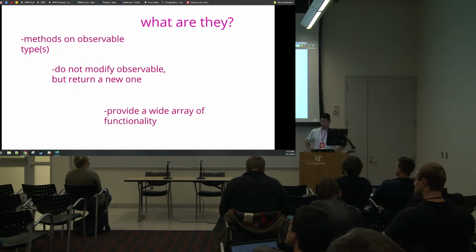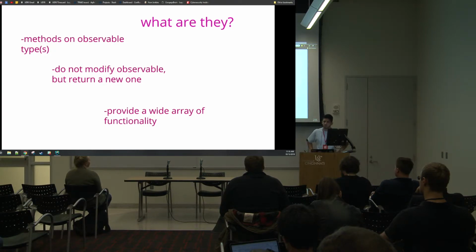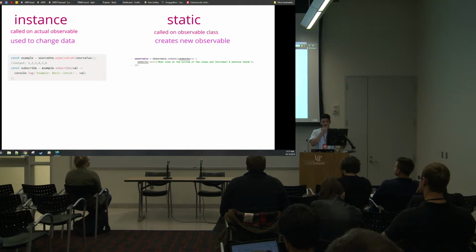And there are so many operators on observables. I'm just going to cover some of the cool ones that I like, some of the commonly used ones. There are some that I don't know why they exist, but I guess there's a reason. So there are two types. You've got an instance operator, and you've got a static operator.